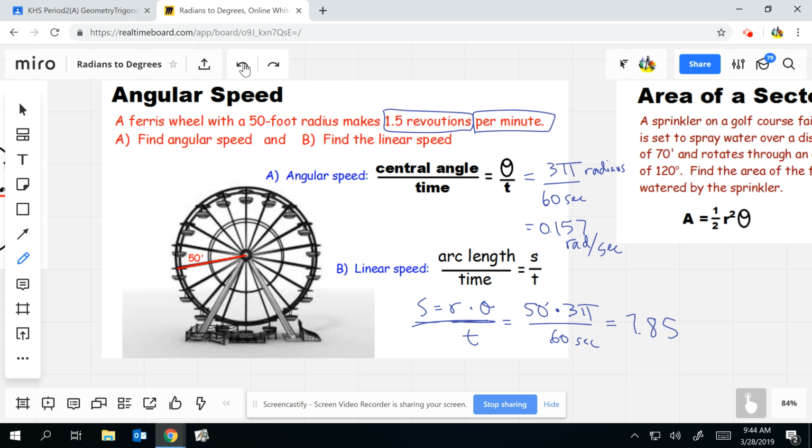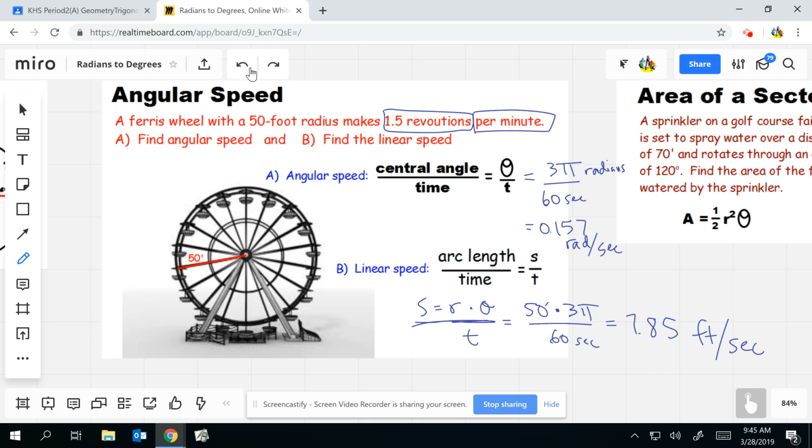So what is that 7.85 telling me? How many feet per second? How many feet it goes every second? So look at the floor. Each tile is a foot. Do you see the tiles on the floor? 8 of those feet in 1 second. Is that fast or slow?